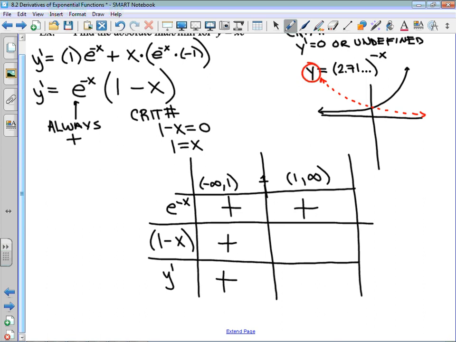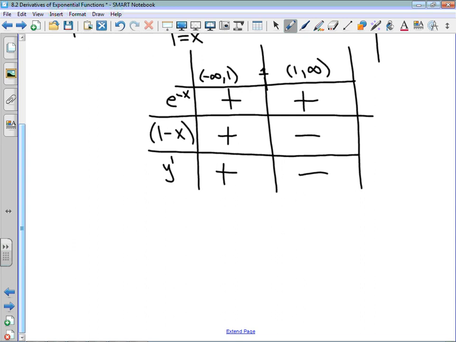From 1 to infinity, let's say 45, 1 minus 45 is negative, therefore y prime is negative. What this means is that the function is always increasing until this point right here, which is when x is equal to 1, and then it's always decreasing. You might not remember this, but back in chapter 5, we talked about if there's only one place where the function changes from increasing to decreasing, that becomes our absolute in that case.